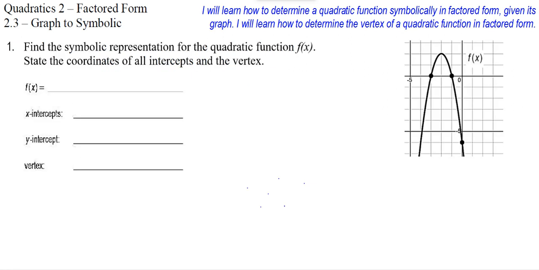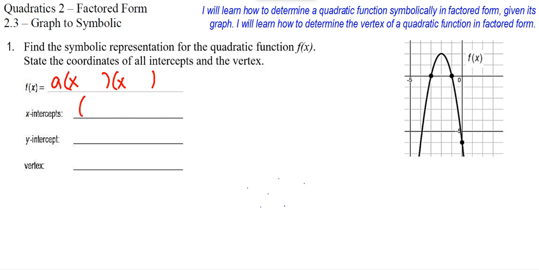Let's try another one. Find the symbolic representation for the quadratic function f of x. You have to state the coordinates of all intercepts and the vertex. Okay? Let us start with getting my f of x. So, getting my f of x would be a, remember, that's a, and then x plus or x minus. At this point, I do not know, because I'm not looking at the graph yet. I'm just putting down the things I know in advance.